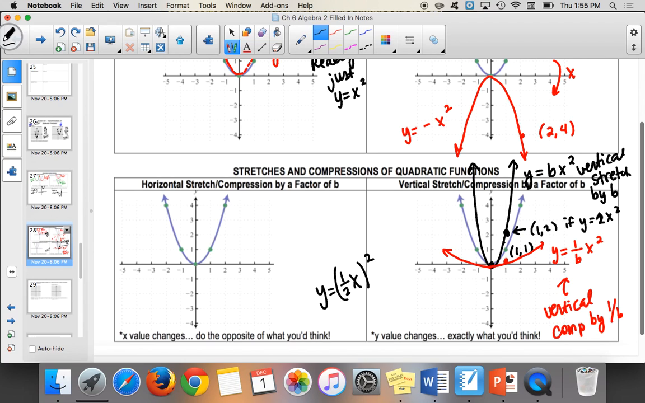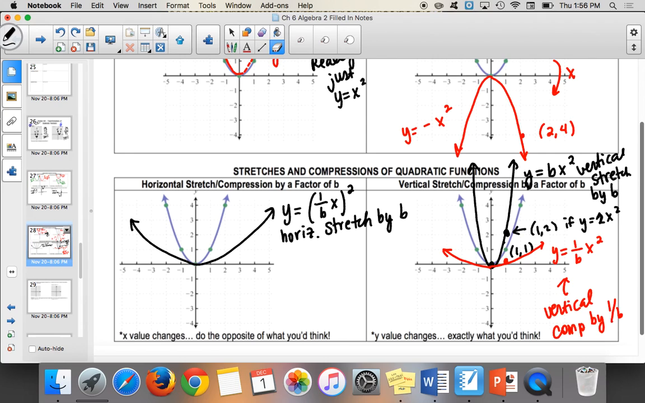So if you see something like 1/2 x in parentheses squared, you actually take all of your x's and you multiply them by 2. So it's going to take your parabola and it's going to go whoop, like that. Multiply it with the denominator? If it's like 1/2, yeah. It's always the reciprocal of whatever it is. So this would be something in the form 1/b times x. So this is a horizontal stretch. And we say by b, right? Because we multiply all of our x values by b.